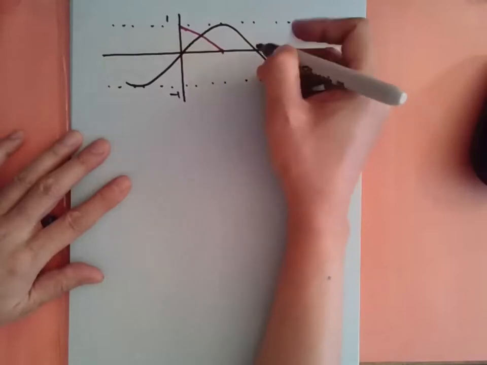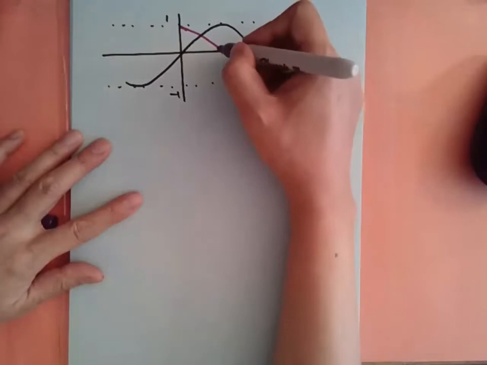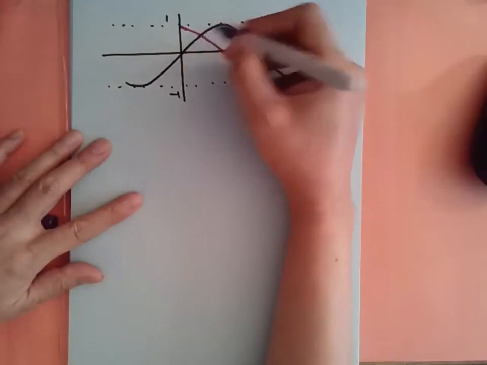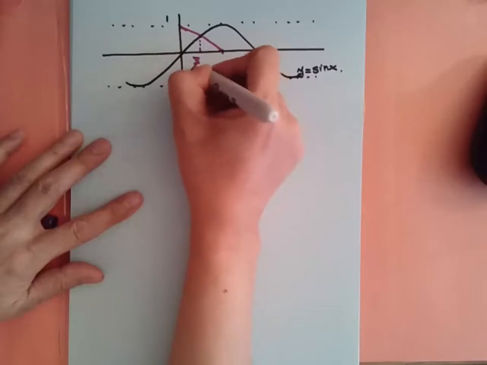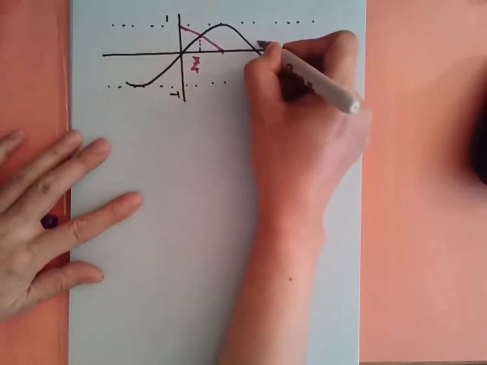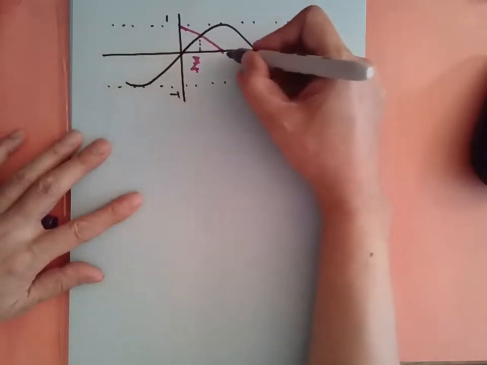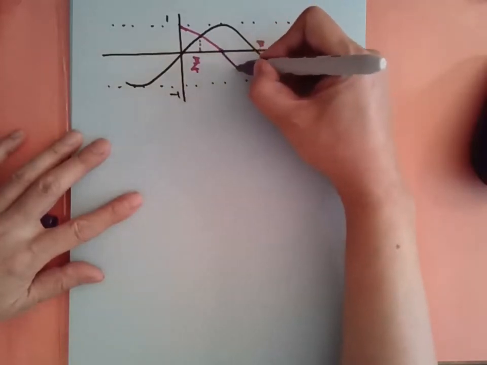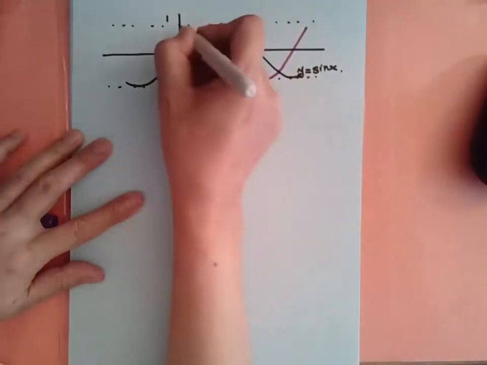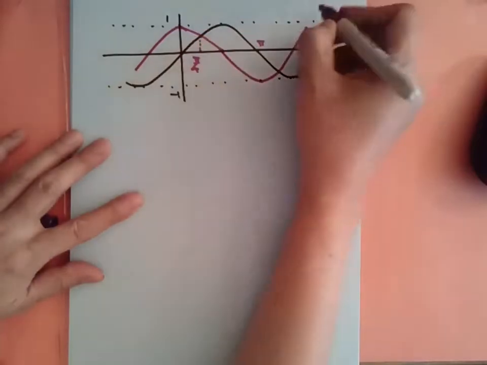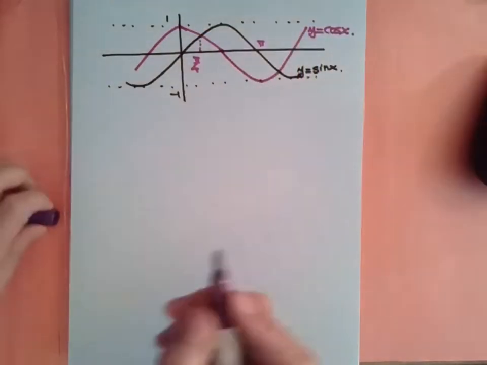Cosine function looks like pi. This is pi over 4, and this is pi. So this, and then meet again here. This is y equals cosine of x.